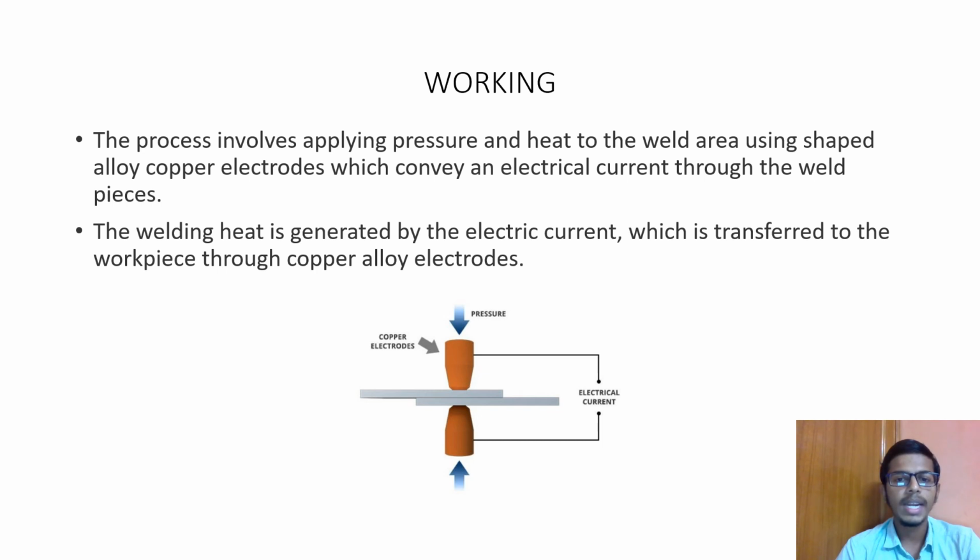The welding heat is generated by the electric current, which is transferred to the workpiece through copper alloy electrodes. Copper is used as electrodes as it has high thermal conductivity and low electrical resistance compared to most metals, ensuring that the heat generated is preferentially in the workpieces rather than the electrodes.